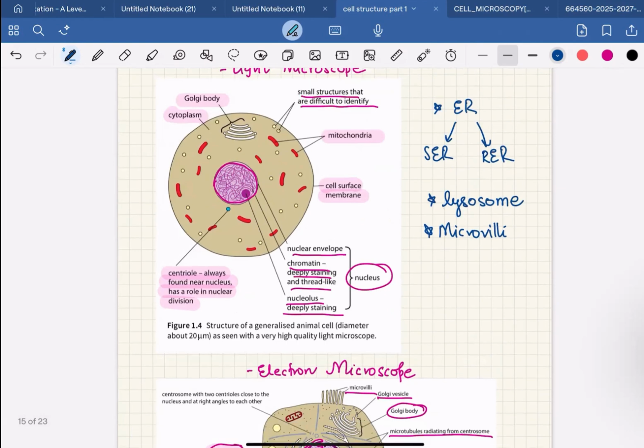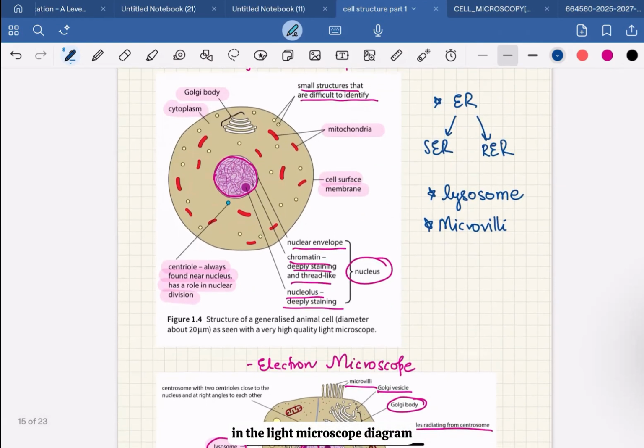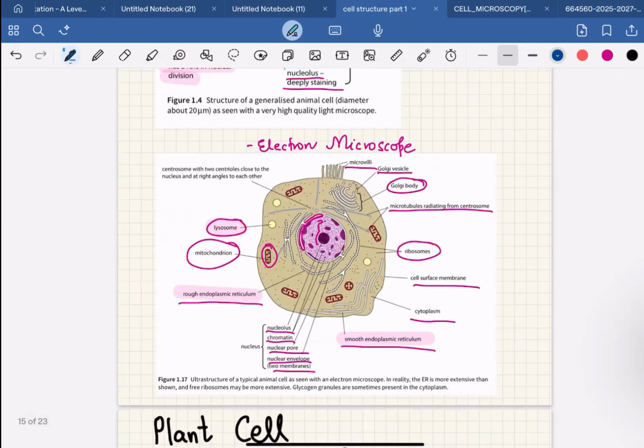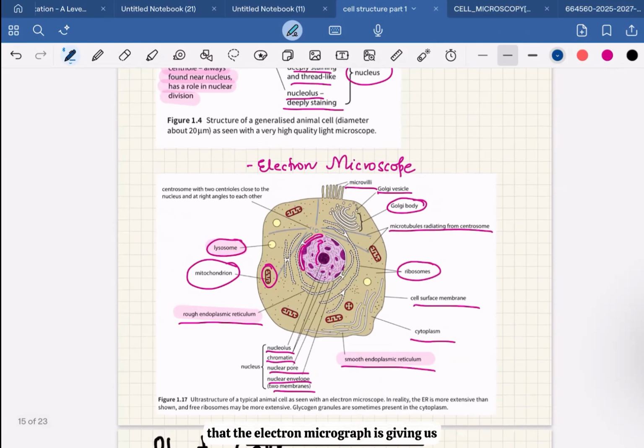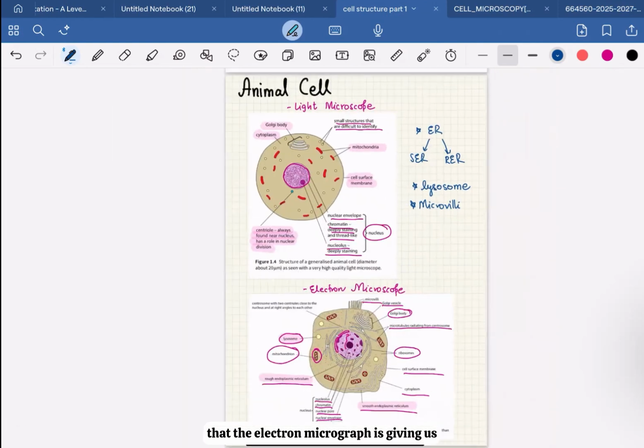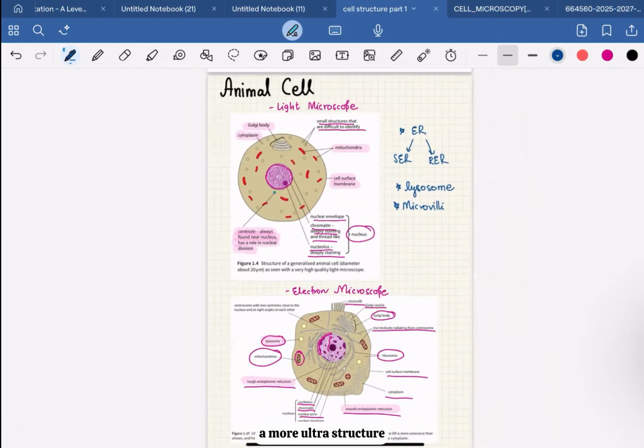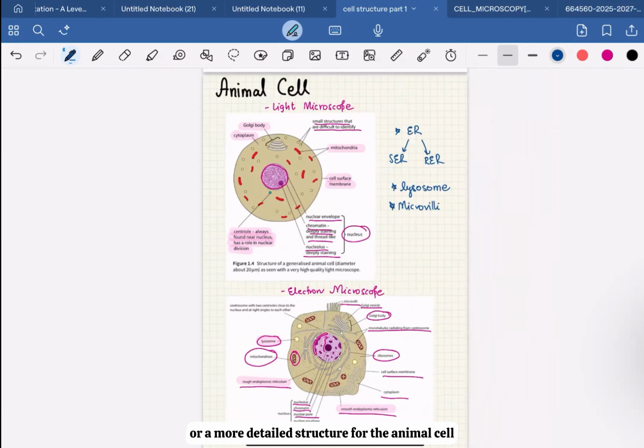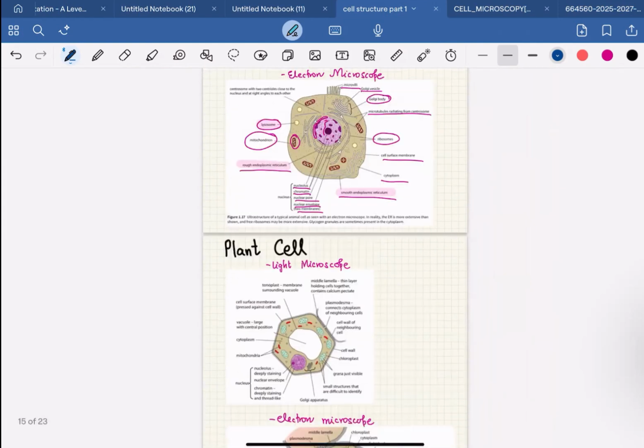Ribosomes we cannot see in the light microscope diagram. So you understand that the electron micrograph is giving us a more ultrastructure, or a more detailed structure, for the animal cell. Similarly, it will do the same for the plant cell as well.